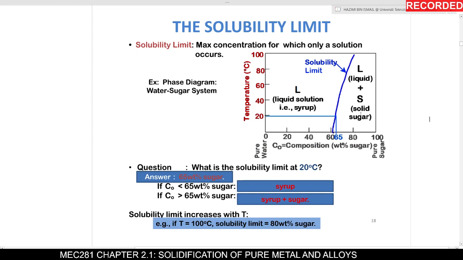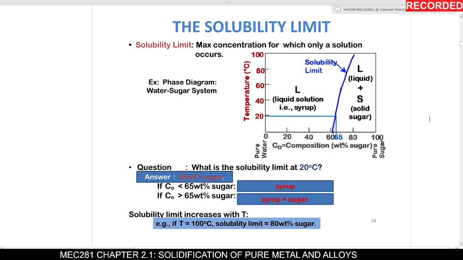But on the right-hand side, the right side of the line, there are two phases. One is liquid and also solid sugar, because here the sugar is not yet soluble with the water. So this is the limit of the solubility. On the right side it cannot be soluble anymore, and on the left side it is soluble.